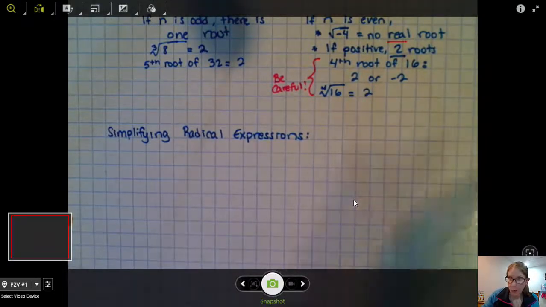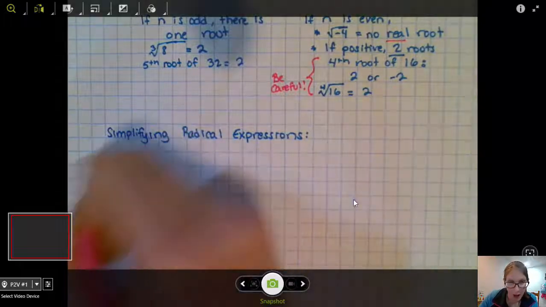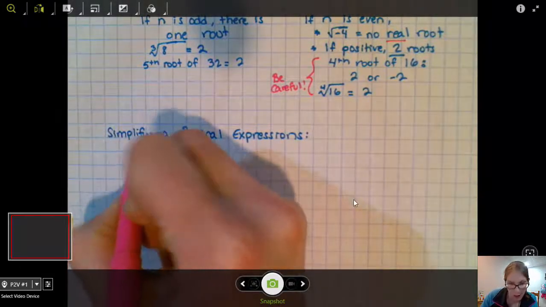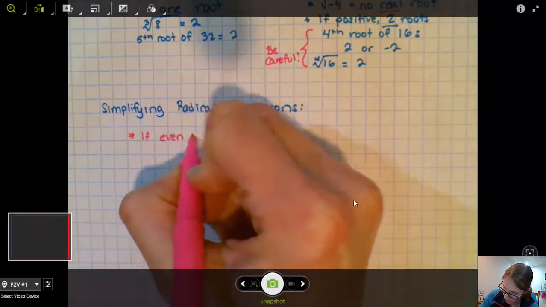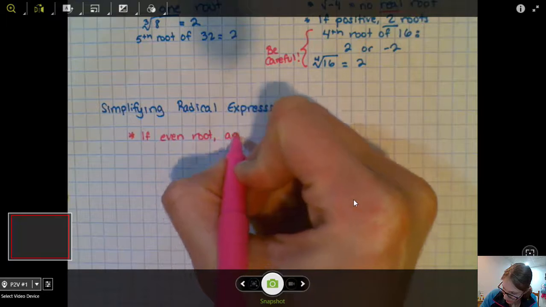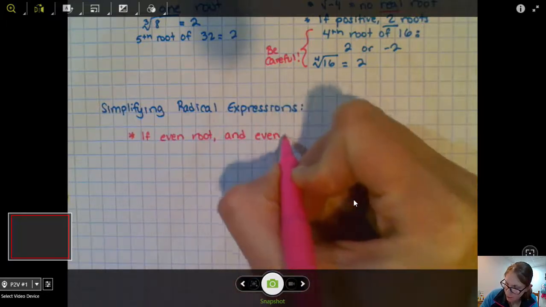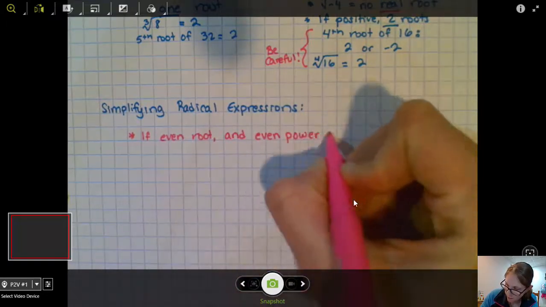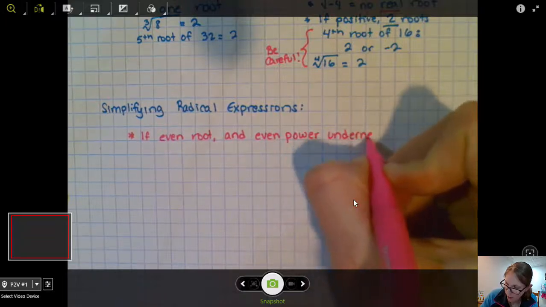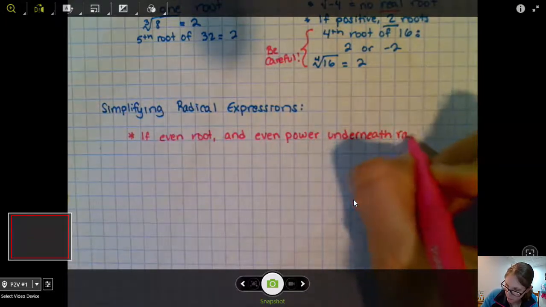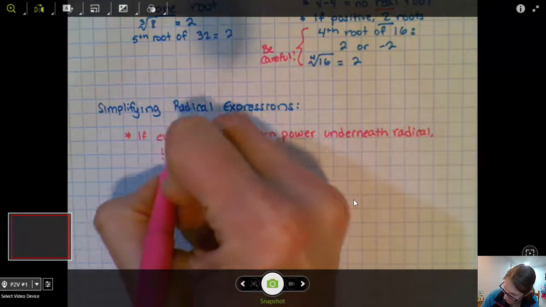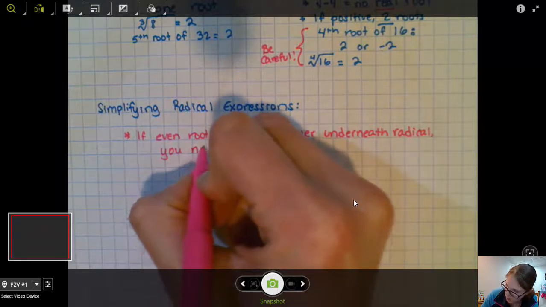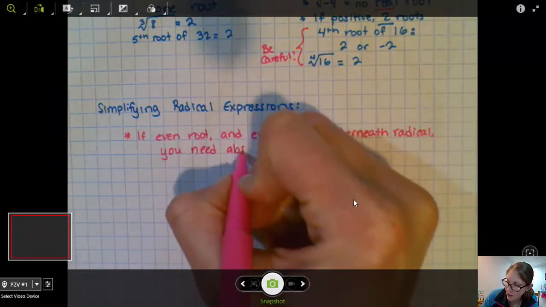This leads us into simplifying radical expressions. Now, one of the big things that we saw during class, just to reiterate here: if you have an even root and an even power underneath the radical, you need absolute value in your answer.